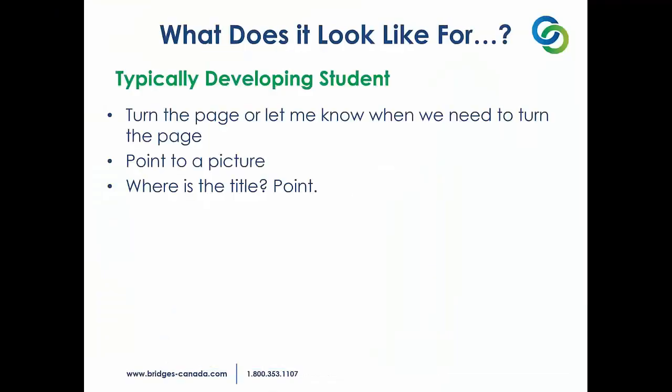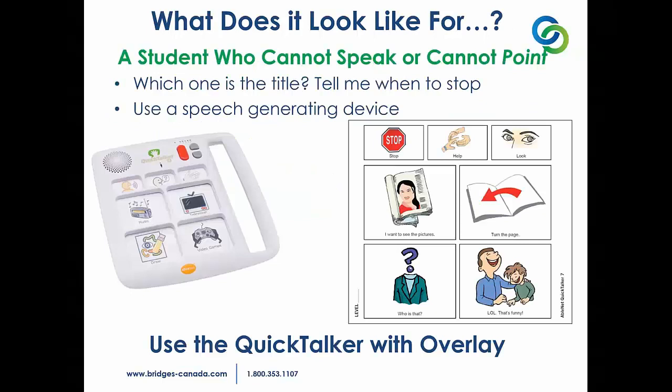So what might that look like for a student who can perform some of those actions in a typical way? Perhaps we ask them to turn the page, or let me know when I need to turn the page. Ask the student to point to a picture, or show me where the title is, point to it. But again, we often have students who cannot speak or who cannot point. And so when we ask them which one is the title, we may need to say instead, tell me when to stop, and we can move our hand through the various items on the front cover.